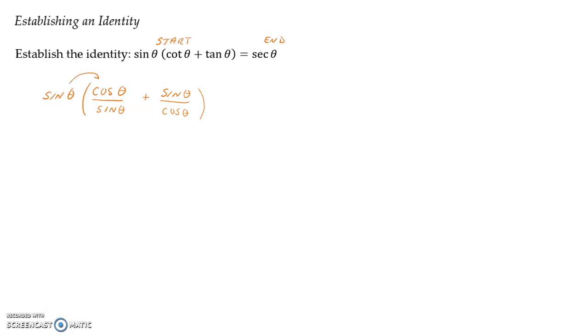And now I'm going to go ahead and distribute my sine of theta to each piece here inside my parentheses. So that's going to give me sine of theta times cosine of theta all over sine of theta for my first fraction, and sine squared theta over cosine theta for my second fraction.